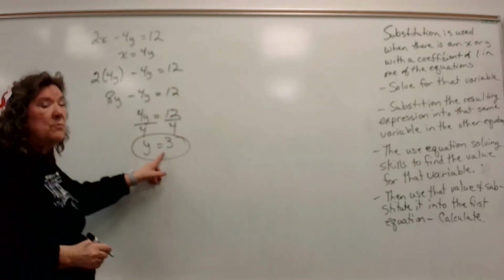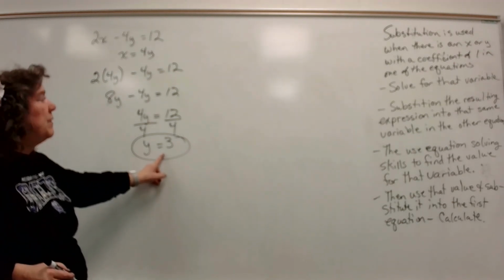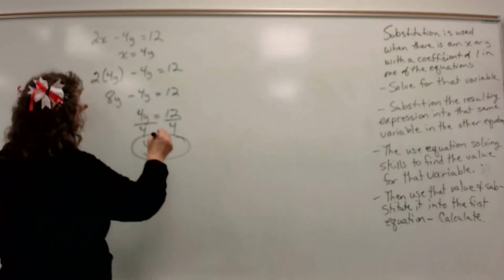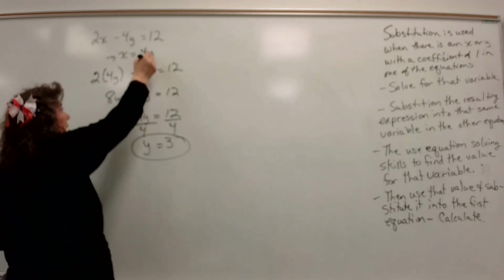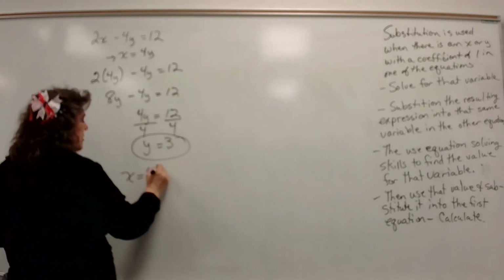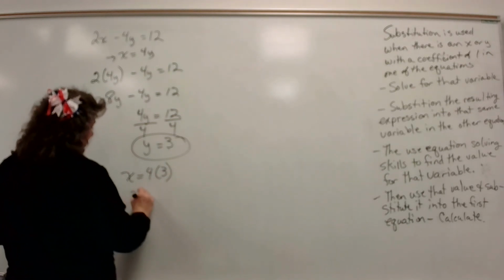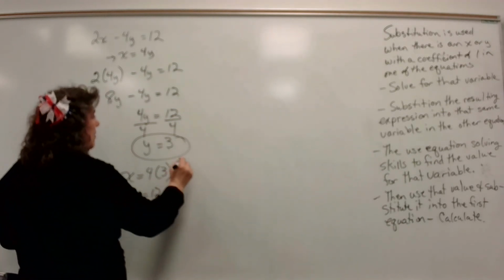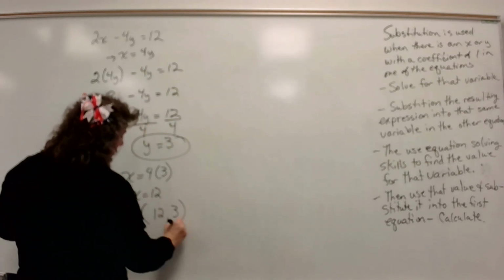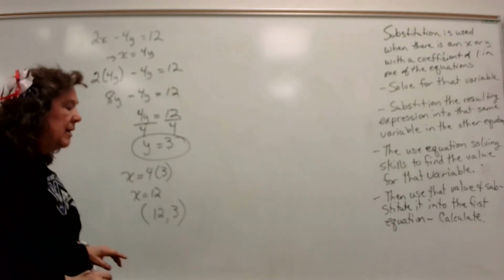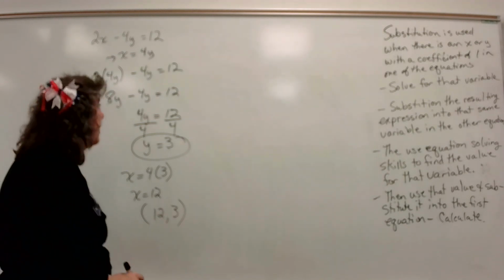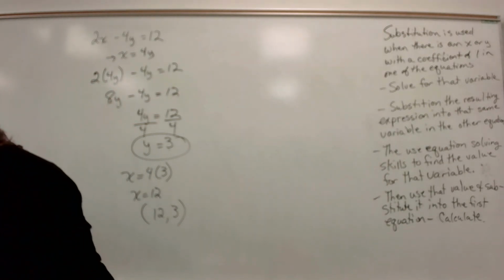That's the y value in my ordered pair. Now, I'm going to go back to the equation I used as my substitute, this one here, and put my 3 in for my y. So x is equal to 4 times 3, which gives me x is equal to 12. So my ordered pair solution is (12, 3). Okay? You're going to end up with two different numbers, one for your x and one for your y. Let's look at another example.